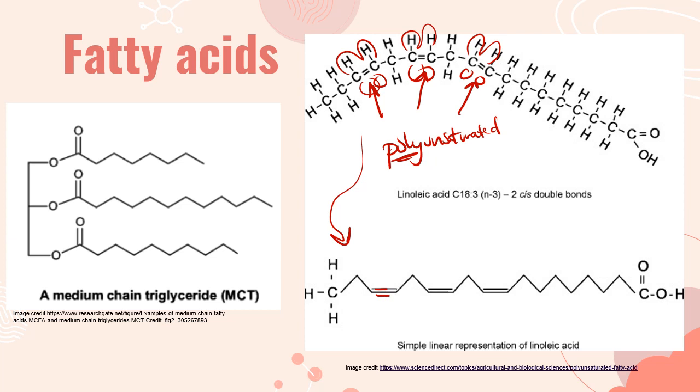I don't love this as much because even though we can see that there are multiple double bonds, we cannot see if they're cis or trans when it's in this shape. This shape is better because I can definitely see that they're all cis.